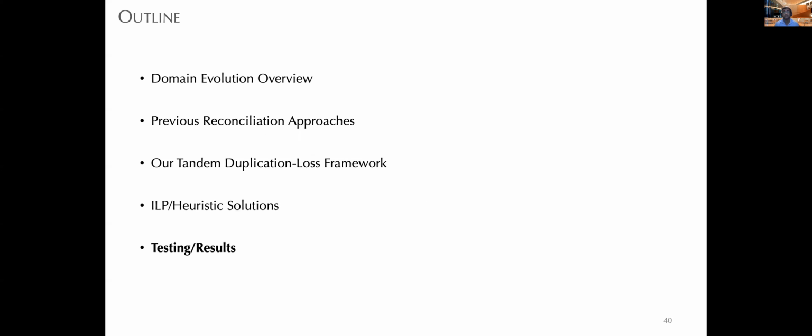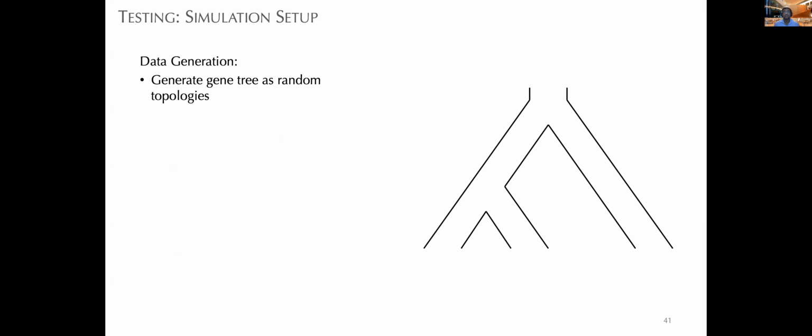So lastly, I'll talk a bit about our testing framework. Testing was done mainly in simulation, and we built a simulation setup in which we generate both gene and domain phylogenies. The gene trees are initialized as random topologies with a fixed number of leaves, and here we usually settled on 8 leaves. Branch lengths are assigned to be roughly even between edges on a root to leaf path, with small variance added in.